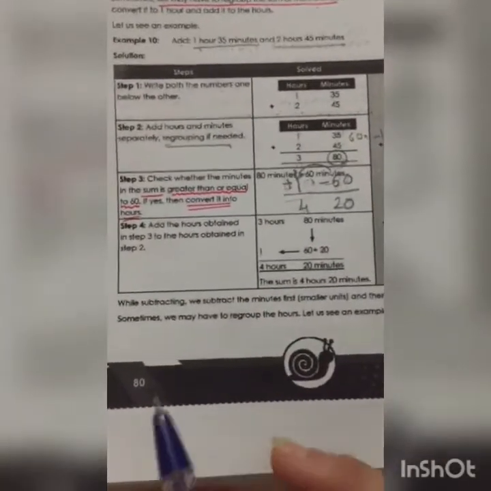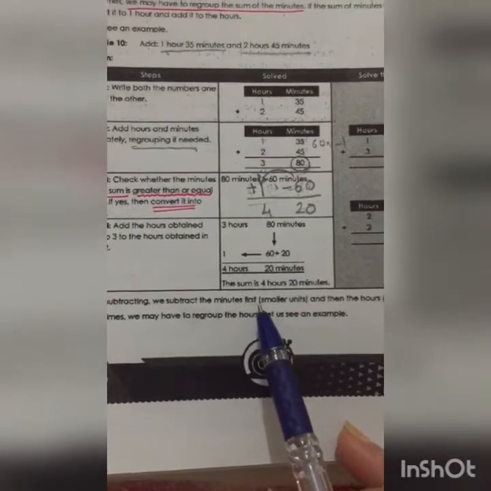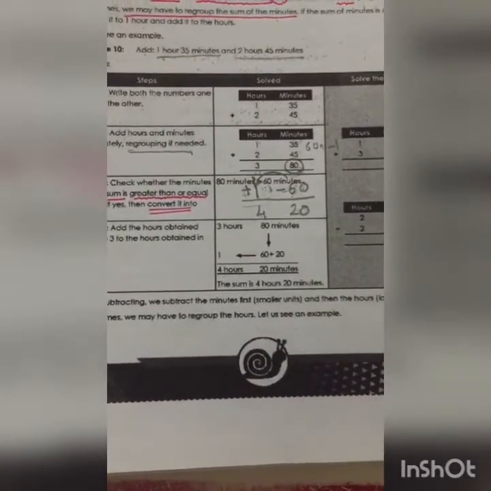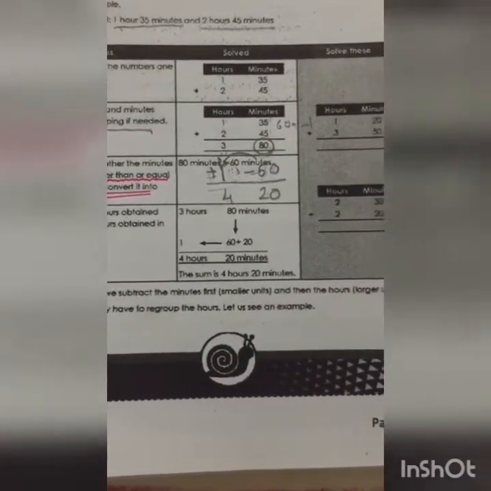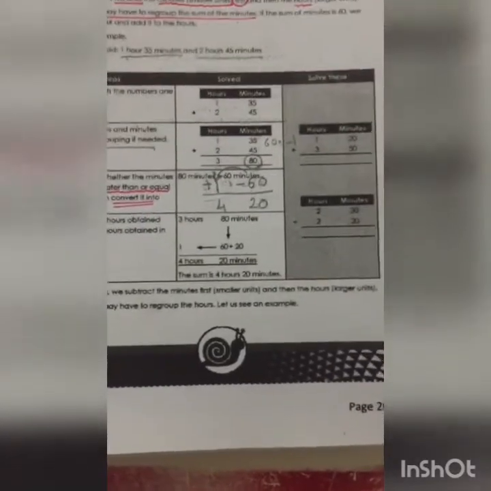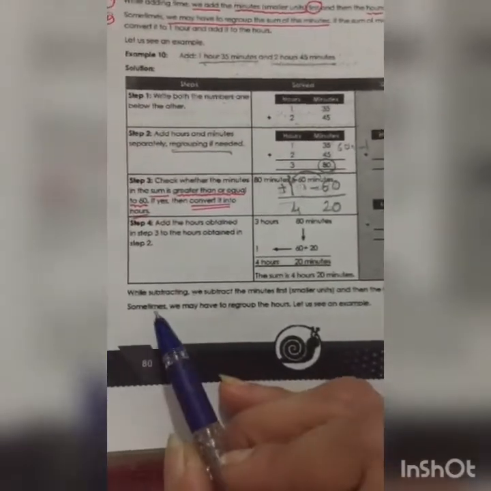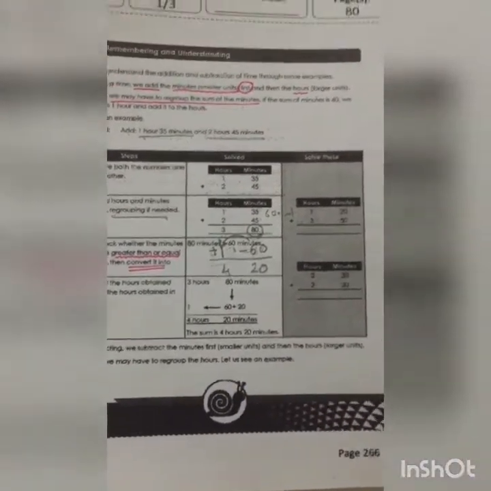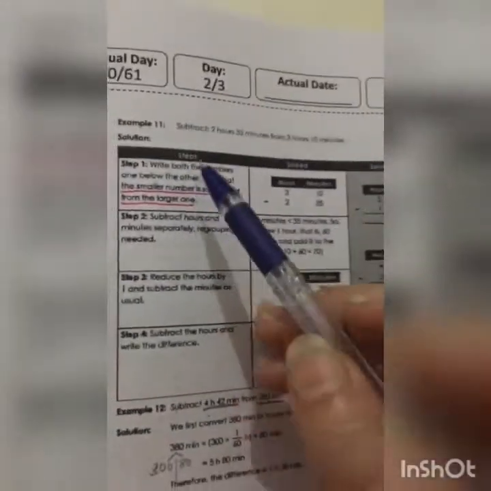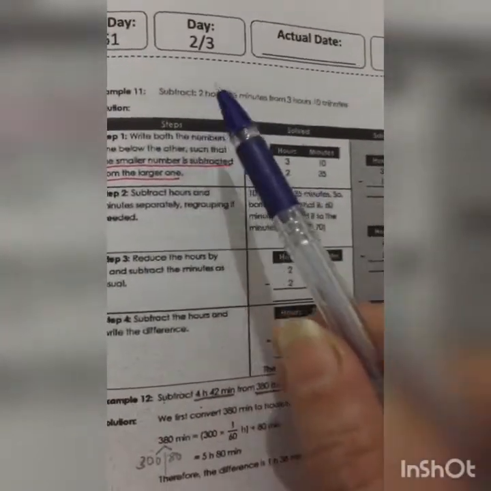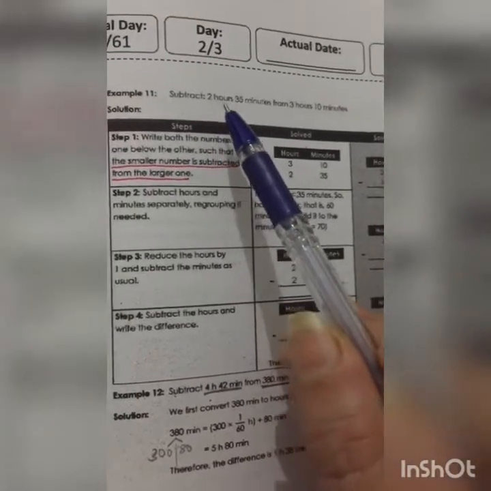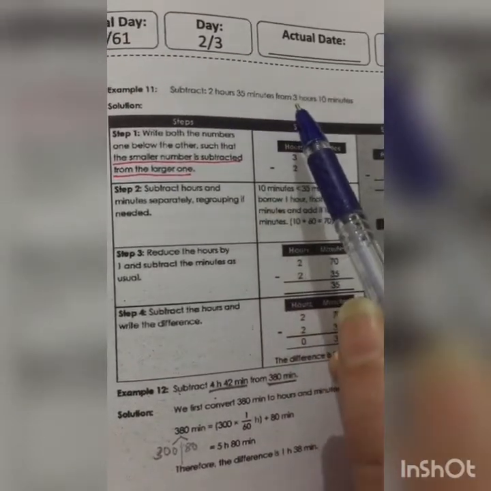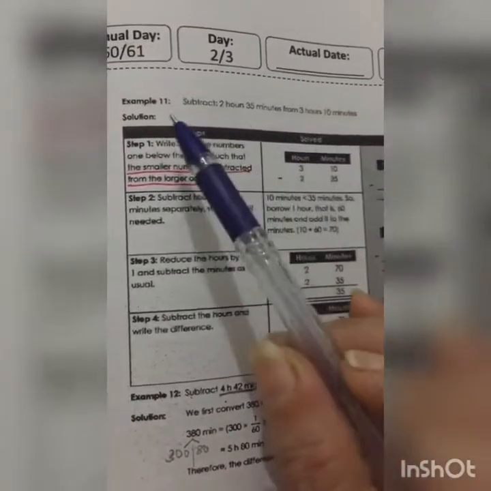Now while subtracting, we subtract the minutes first, the smaller unit, and then the hours, the longer unit. Sometimes we may have to regroup the hours. Let's see one example. Okay, now we'll see the sum for subtraction. Here they have given 2 hours 35 minutes from 3 hours 10 minutes.